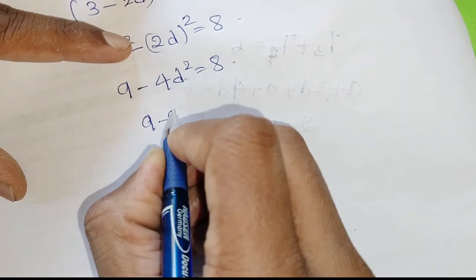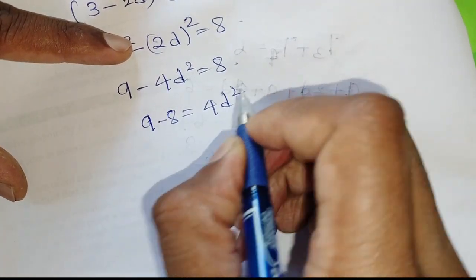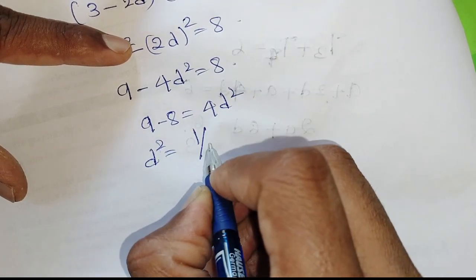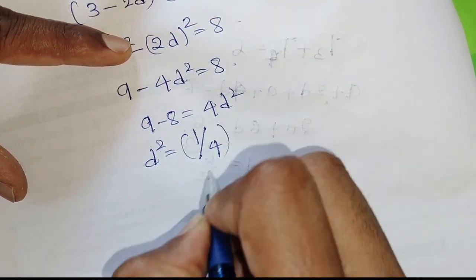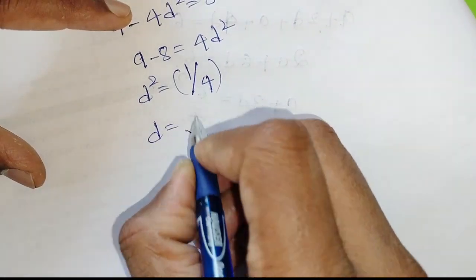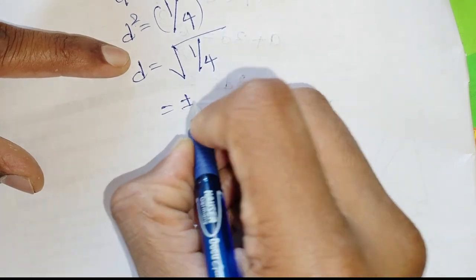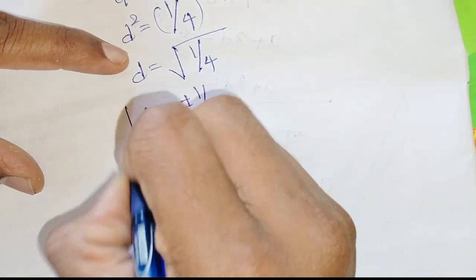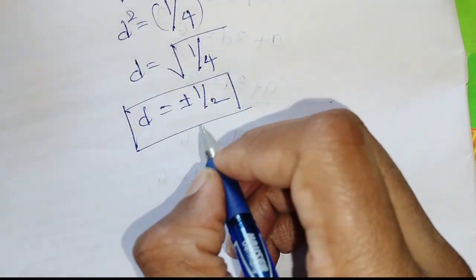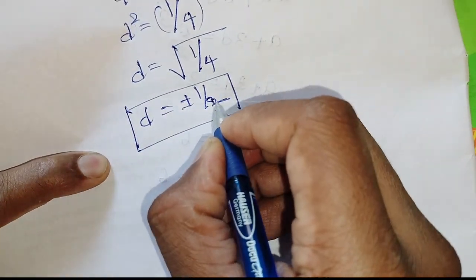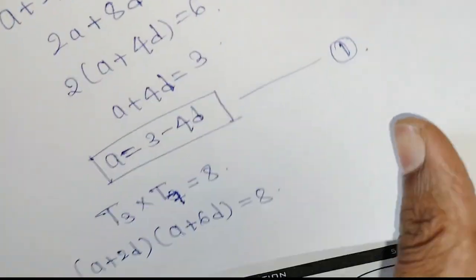9 minus 8 equals 4d squared, and d squared equals 1 by 4, and d becomes the square root of 1 by 4, that is plus or minus 1 by 2. Here the common difference is plus or minus 1 by 2. So we have to find a here.